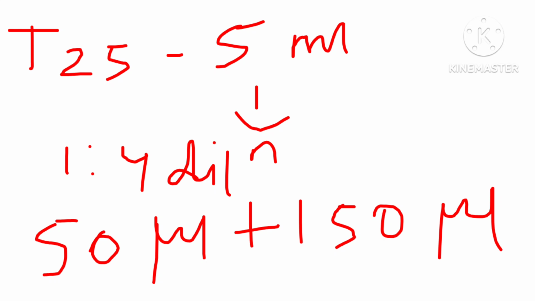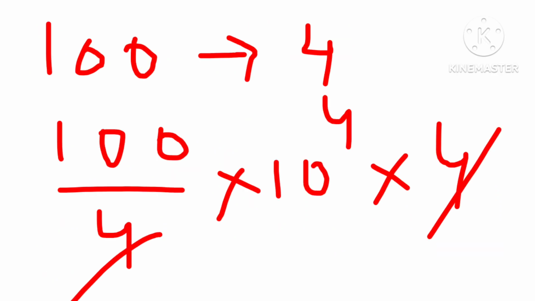Now, let me give you an example for better understanding. First, suppose I have a T25 flask with 5 ml of uniform cell suspension, from which I have prepared a 1:4 dilution by mixing 50 microliters of cells with 150 microliters of trypan blue dye. Out of 200 microliters, I'll be using 10 microliters to load onto a hemocytometer. I got a total count of 100 from 4 grids. Incorporating those values, it will be 100 divided by 4, as I counted from 4 grids, into 10 to the power of 4 into the dilution factor, that is 4.